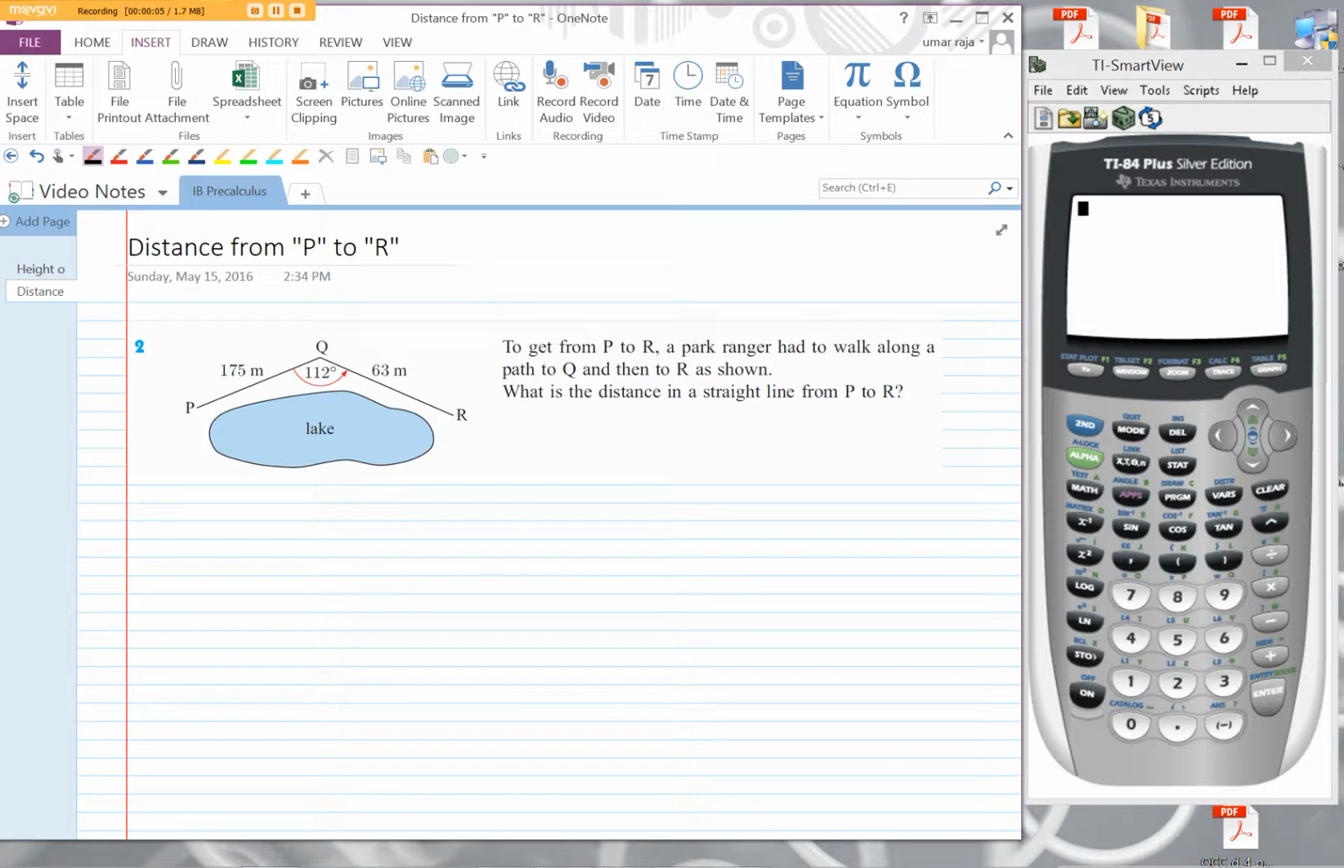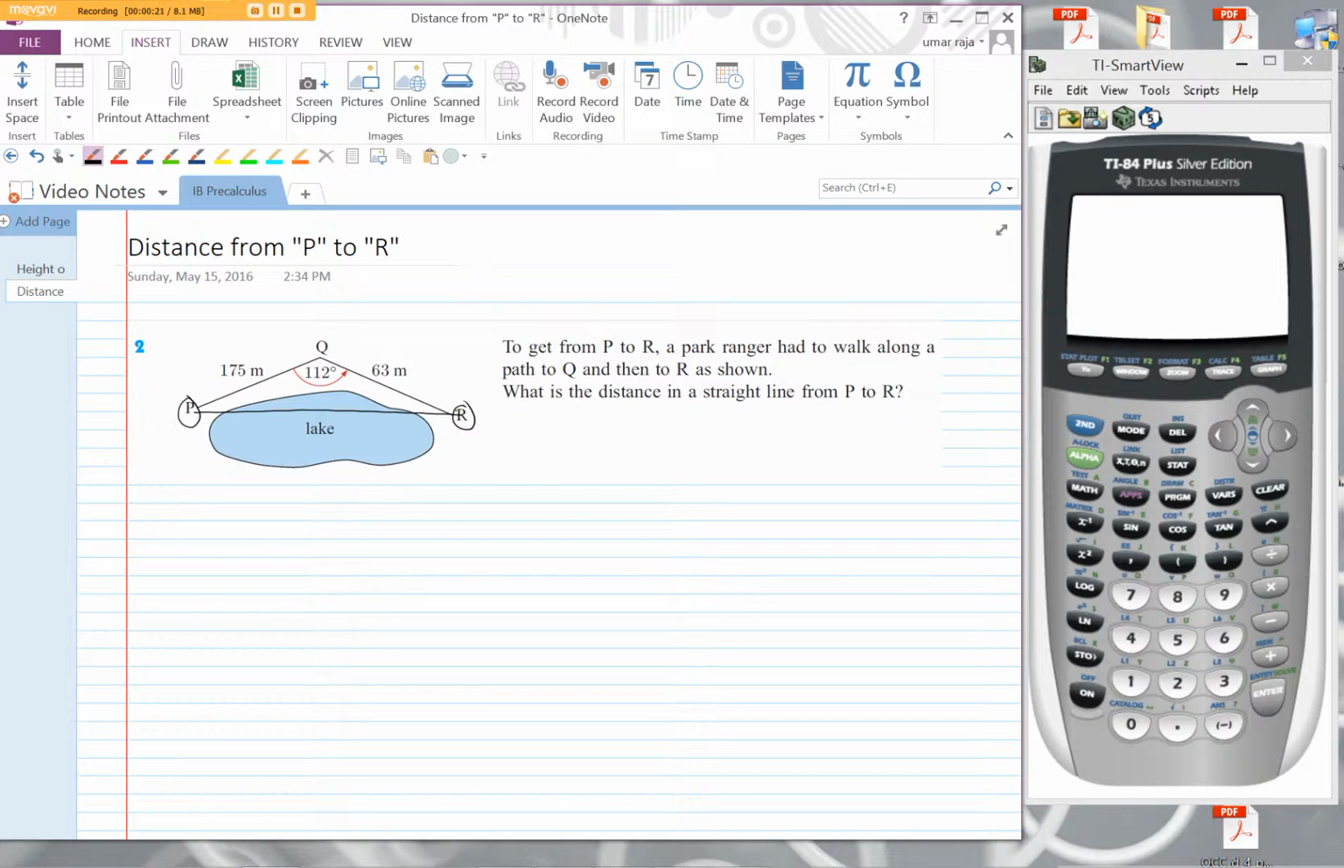Alright guys, so you're given this problem, and what they want you to do is find the distance in a straight line from point P to R. So they want you to solve for the distance from point P all the way up to point R, which is going to form a straight line. Now watch what happens if you were to draw that out.